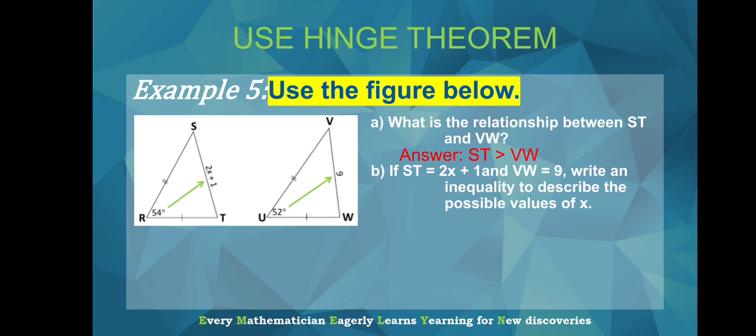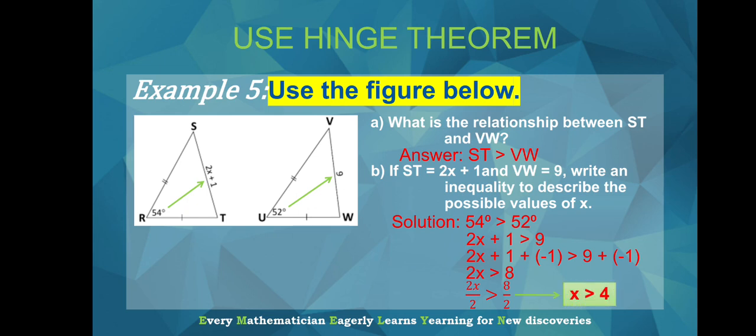In triangle RST and triangle UVW, side RT is congruent to side UW. Side RS is congruent to side UV. And measure of angle R is greater than measure of angle U. Solution. Since 54 degrees is greater than 52 degrees, 2x plus 1 is greater than 9. Add both sides by -1, we have 2x plus 1 plus -1 is greater than 9 plus -1. 2x is greater than 8. Divide both sides by the numerical coefficient of x, which is 2, x is greater than 4.